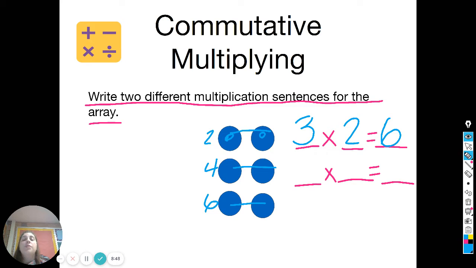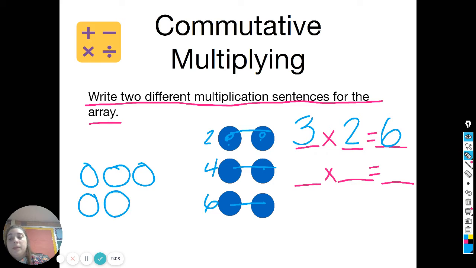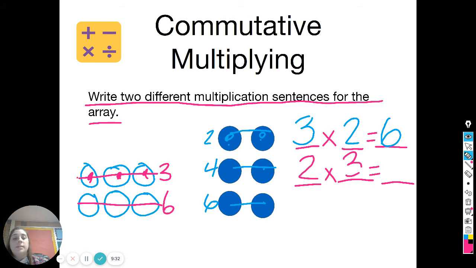Now, from what we've learned from the commutative property, I can take this array and I can flip it on its side so that instead of 3 rows, I have 2 rows. And instead of 2 in each row, I'll have 3 in each row. So what I did is I took that array and I turned it on its side. And now I don't have 3 rows anymore. I have 1, 2. 2 rows of 1, 2, 3. If I skip count by 3s, I get 3, 6. 2 rows of 3 equals 6.